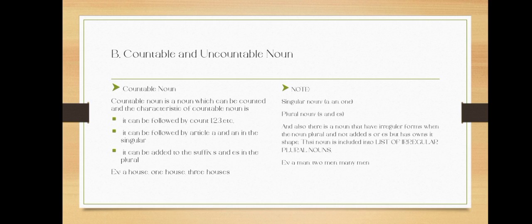And also, there are nouns that have irregular forms, where the plural noun is not added s or es, but has its own shape. This noun is included in the list of irregular plural nouns. For example, man, a man, two men, many men, or child, a child, two children.